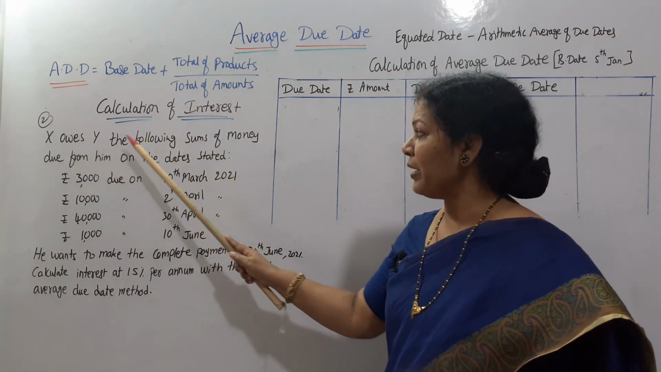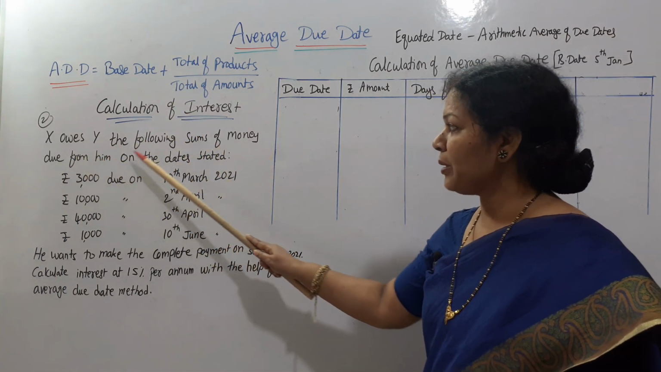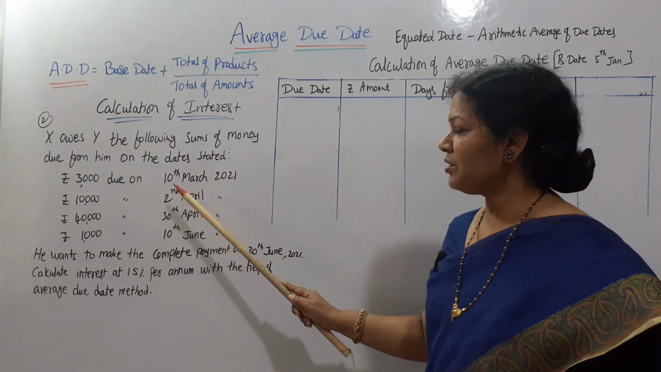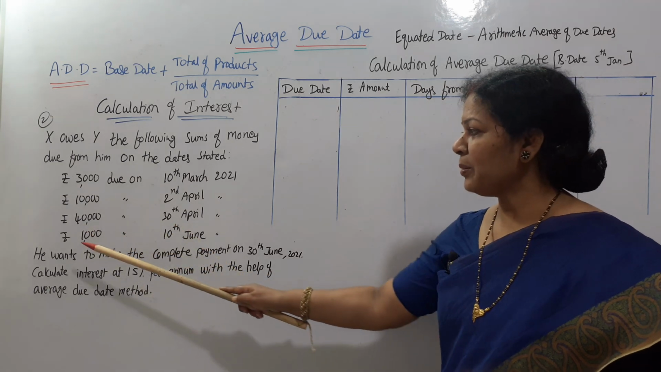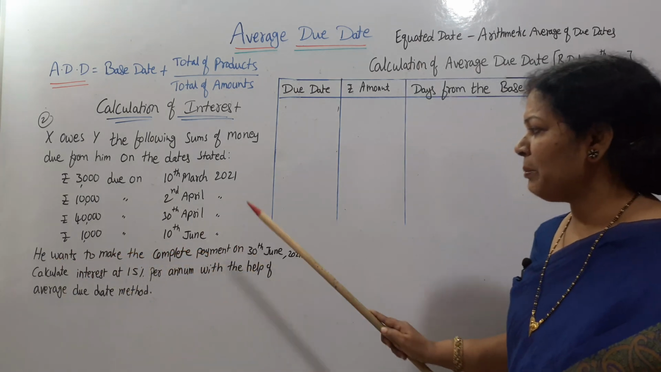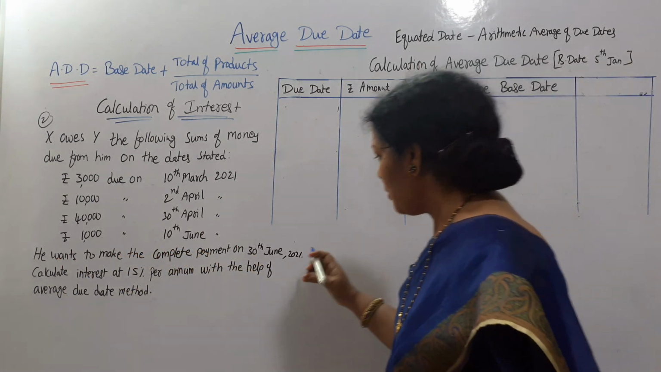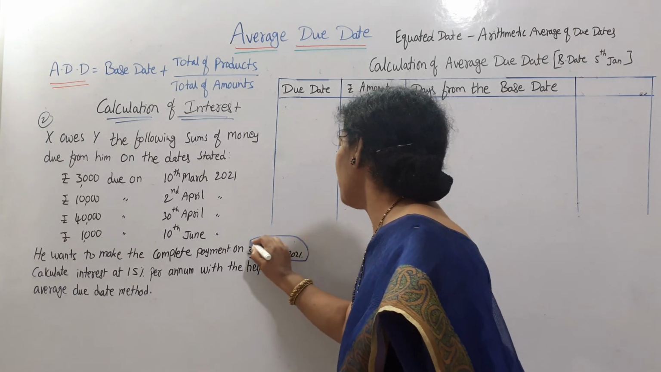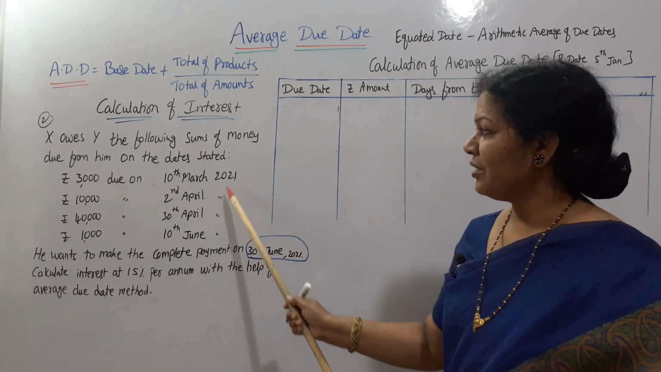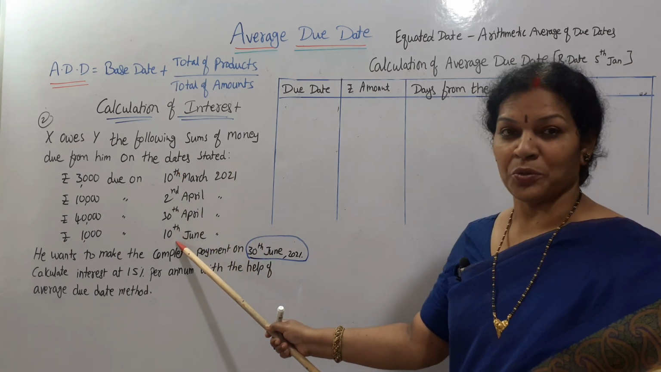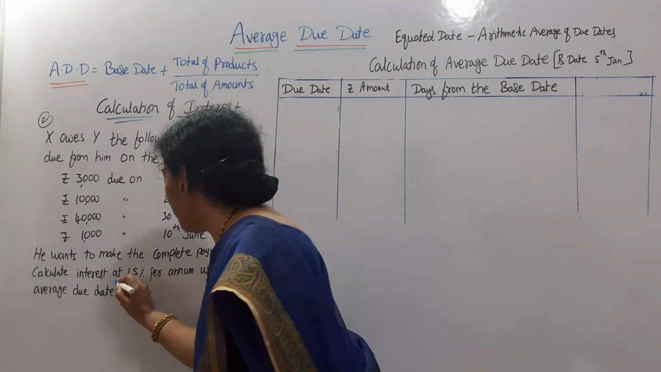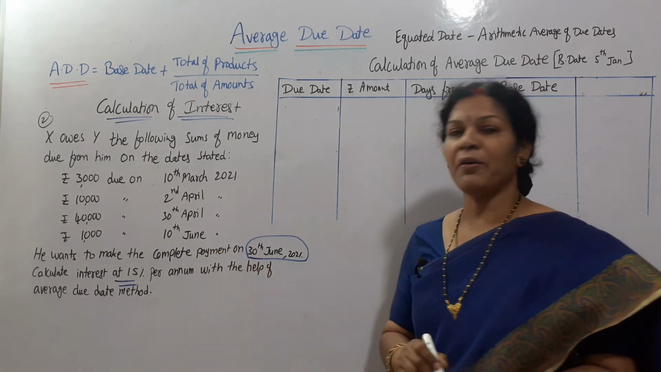X owes Y the following sums of money due from him on the dates stated: 3,000 due on 10th March, 10,000 on 2nd April, 40,000 on 30th April, 1,000 on 10th June. He wants to make the complete payment on 30th June 2021. Calculate interest at 15% per annum with the help of average due date.